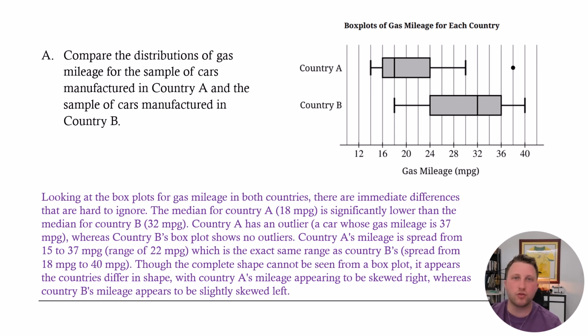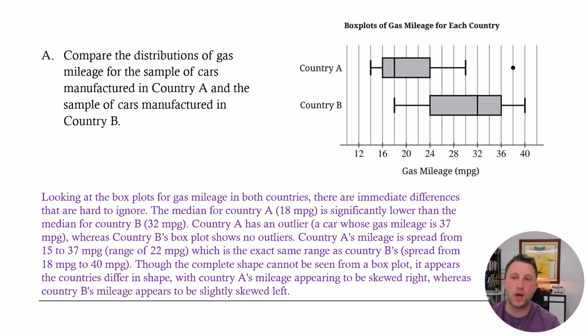And my answer says, looking at the box plots for gas mileage in both countries, there are immediate differences that are hard to ignore. The median for country A at 18 miles per gallon is significantly lower than the median for country B at 32 miles per gallon. Country A has an outlier, a car whose gas mileage is 37 miles per gallon, whereas country B's box plot shows no outliers. Country A's mileage is spread from 15 to 37 miles per gallon, a range of 22 miles per gallon, which is the exact same range as country B's, spread from 18 to 40 miles per gallon.